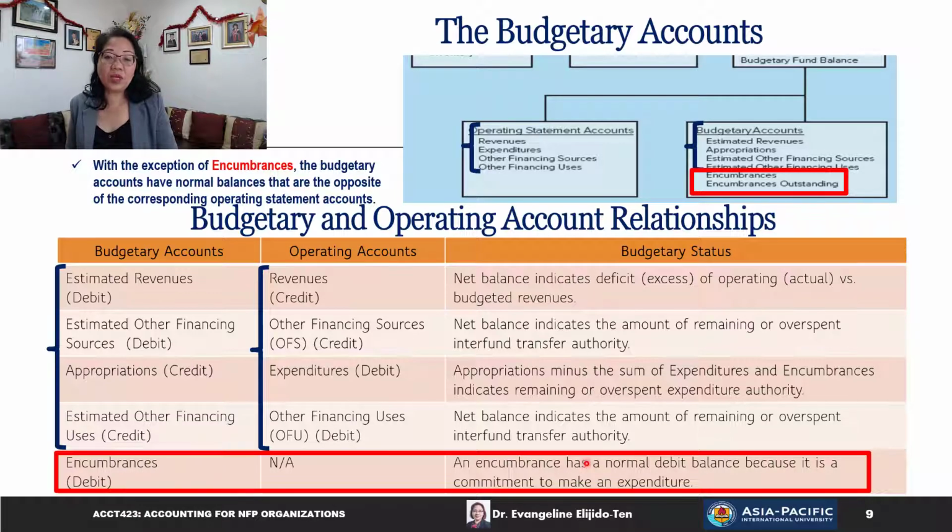An encumbrance has a normal debit balance because it is a commitment to make an expenditure. And so it is kind of the contra account to the appropriations. Appropriations in the budgetary account have a credit balance, so the contra account to that, the encumbrances, will have a debit balance, the opposite.